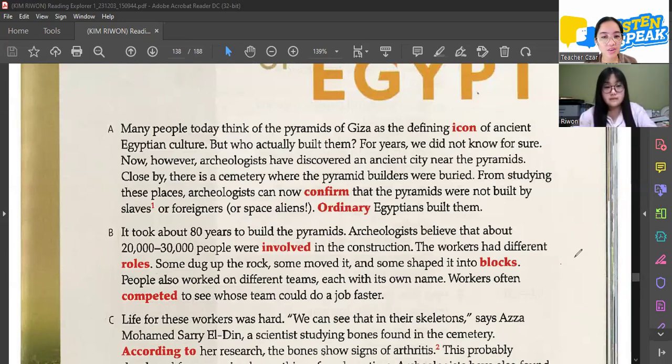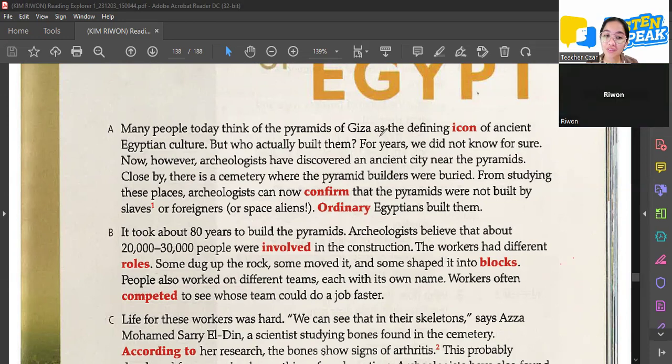Okay, very good. So here, many people think the Pyramid of Giza is a defining icon of ancient Egyptian culture because it is one of the famous attractions in Egypt. But actually, how was it built, or who built it? For years, we did not know for sure, because some people believe that the Pyramid of Giza was built by slaves or foreigners.